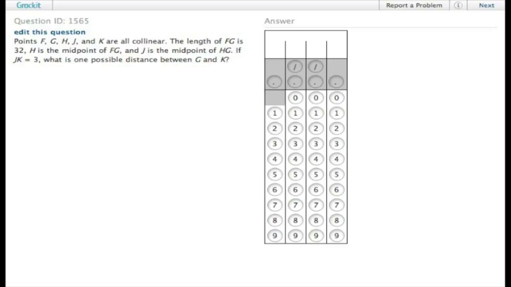If JK, the distance between J and K, is equal to 3, what is one possible value of the distance between J and G? So, let's draw this all out. Use this side over here. We have this line right here. Not a very good line. In fact, I'll draw it again. That's a better line.